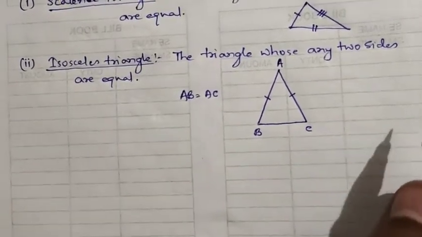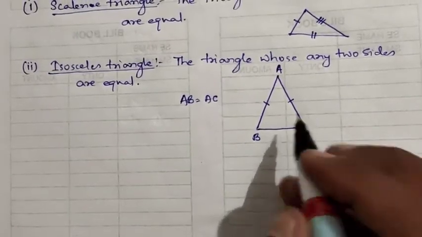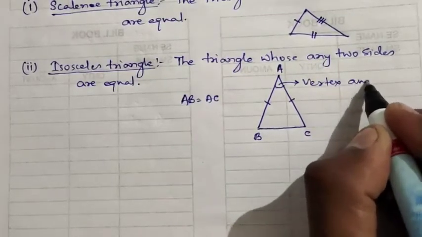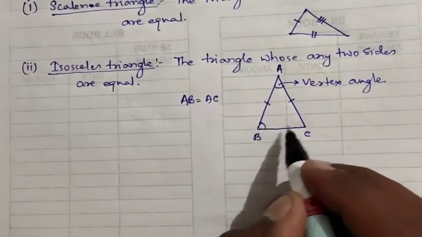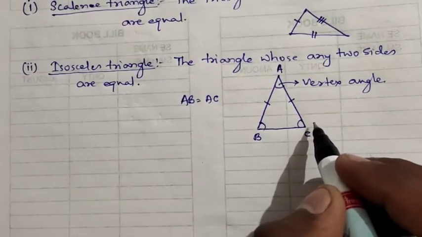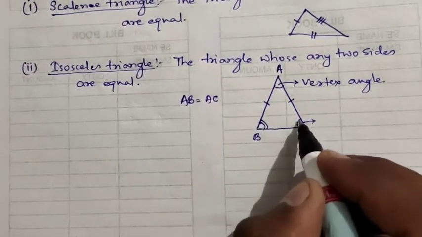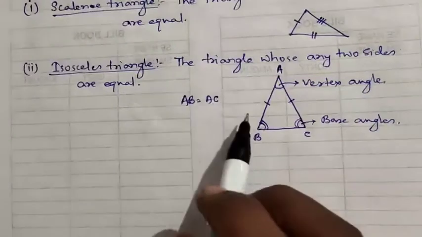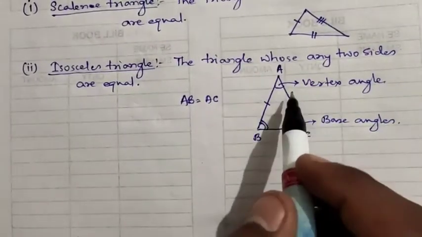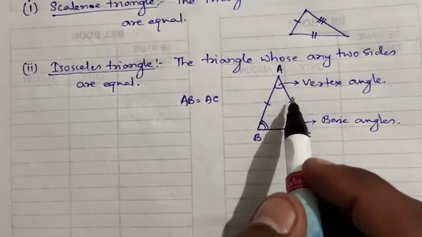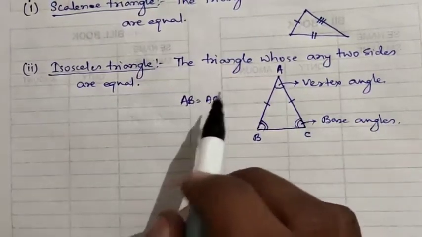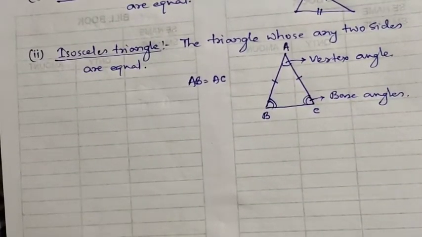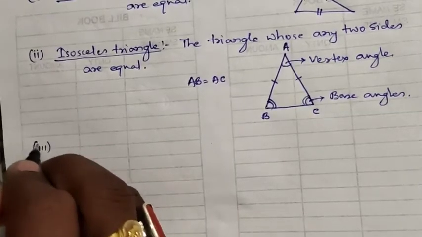Now, if we discuss isosceles triangle some more, this angle is called the vertex angle. These two angles are called base angles. We will discuss this isosceles triangle again because there are so many properties related to it. We will discuss them later on. Since we are discussing only the types of triangle, just now we will discuss the isosceles as well as the equilateral triangle again.